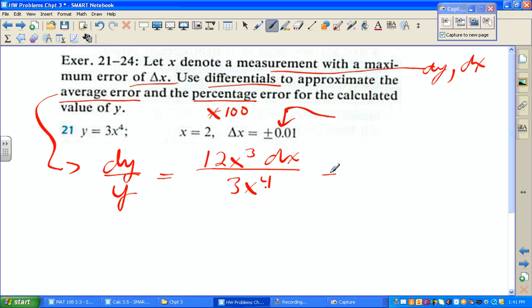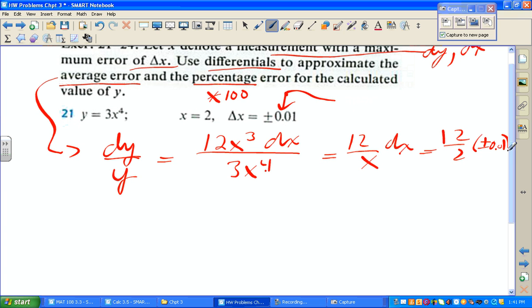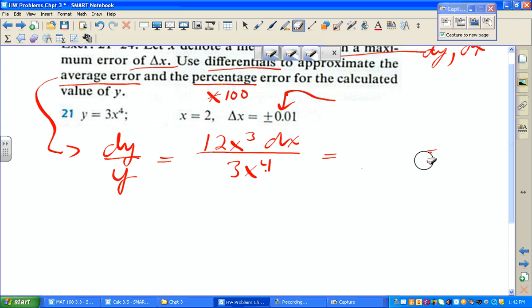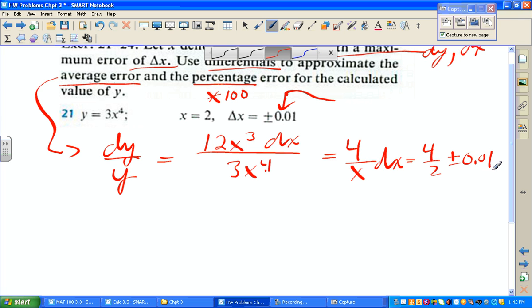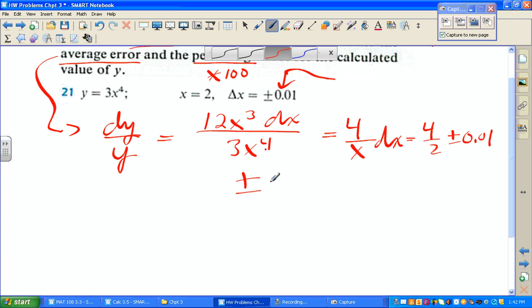Nice. All right. So this is 12 over x dx. So I just put the numbers in, don't I? 12 over 2 times plus or minus 0.01. Yeah, what did I say? Yeah, 4 over x. Thanks. I was worried about running out of space, so I think I'll just do this. 4 over x dx. This gives me some room. I can squeeze it in. 4 over 2 plus or minus 0.01, which gives me plus or minus 0.02.